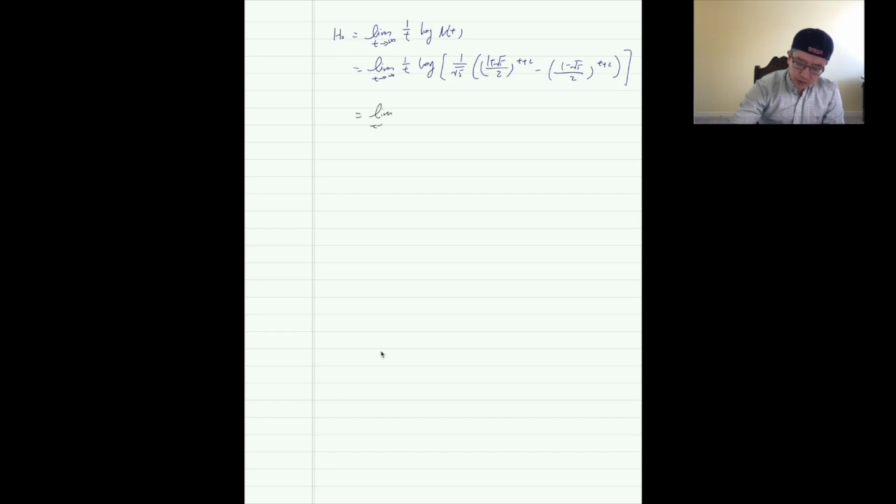Okay, so we can see that for this guy, the log inside is a product, right? So we can separate them to get the following, right? So we have 1 over t log of 1 over square root of 5 plus 1 over t and this.